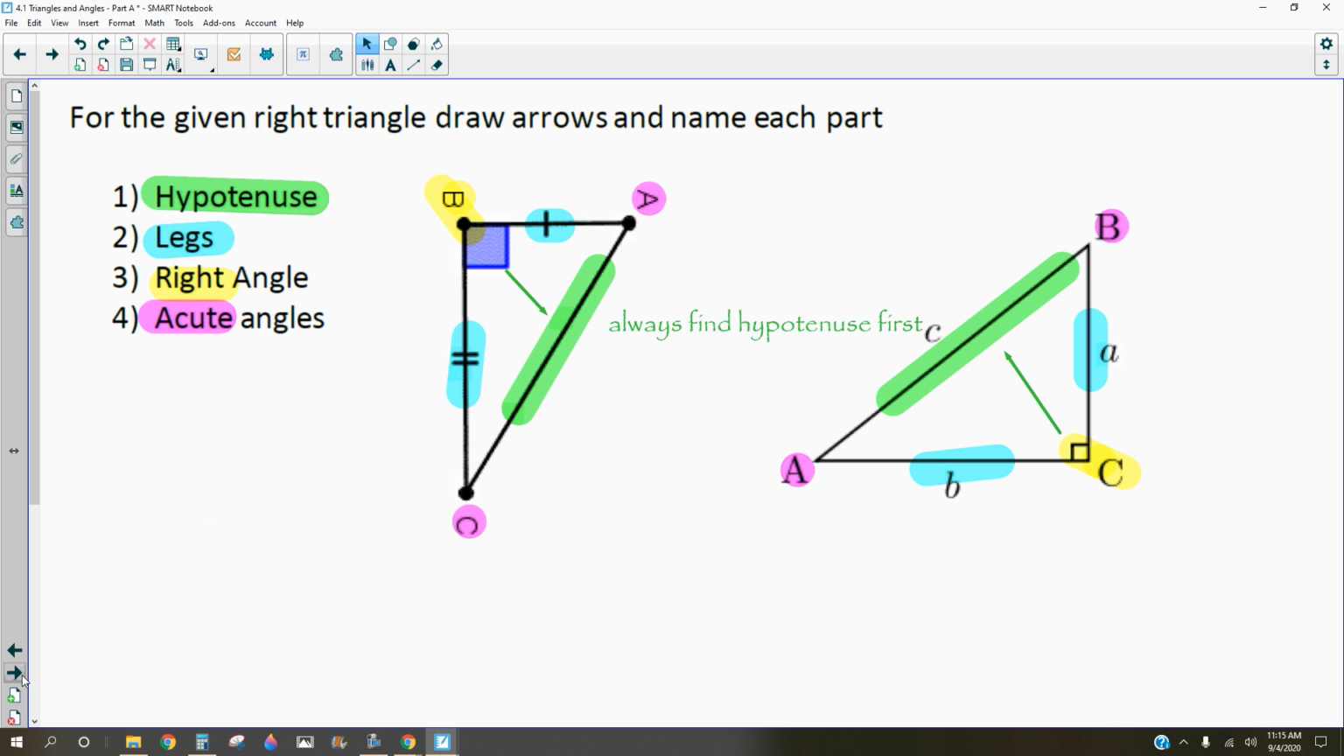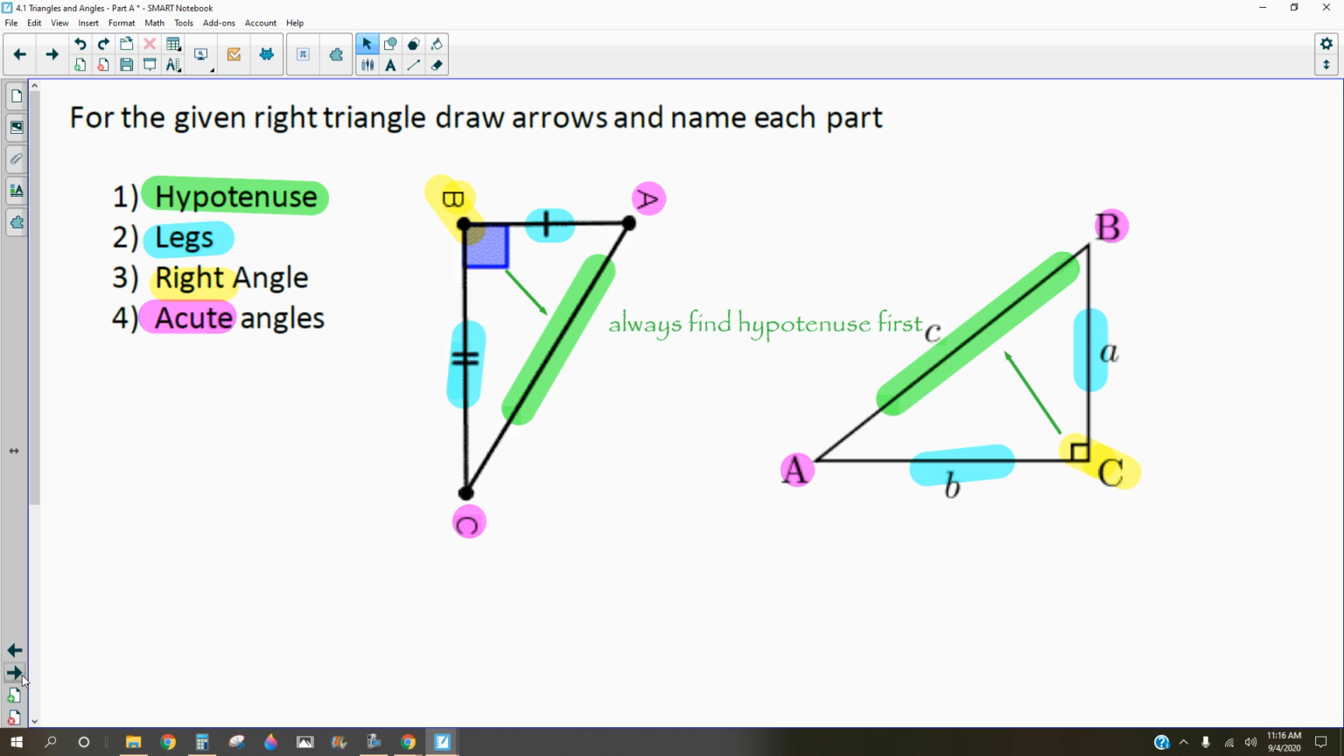First step, I found the hypotenuse. I find my 90-degree corner and I go away from it. That is the hypotenuse. So sometimes it's hard to tell in a picture which one's the hypotenuse, which one's longest. It's always the one away from the 90. Find that first. First step when using right triangles, always find the hypotenuse first.